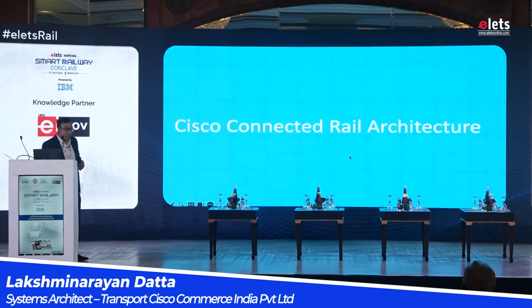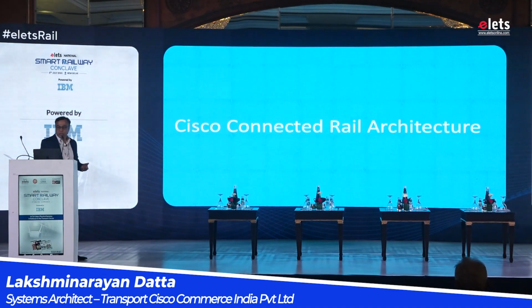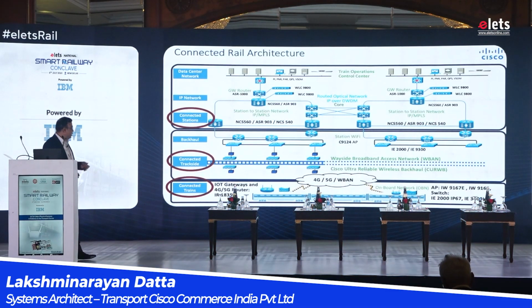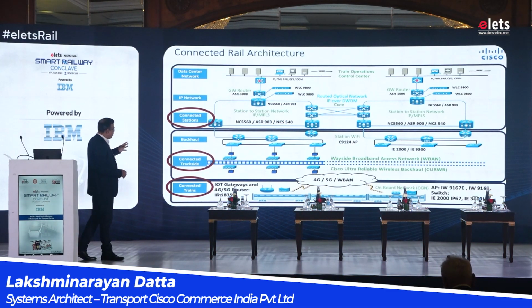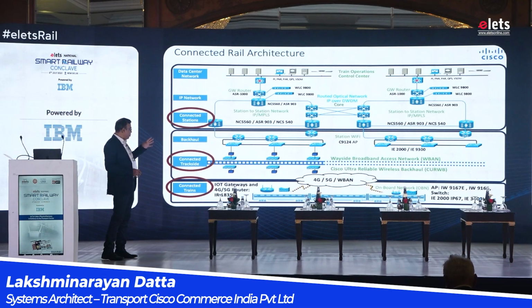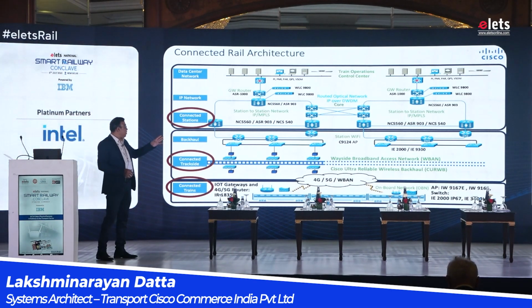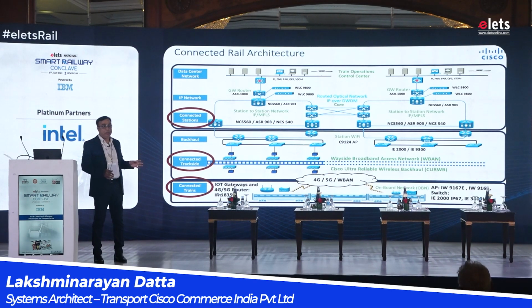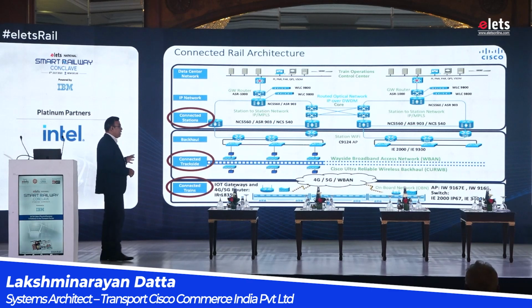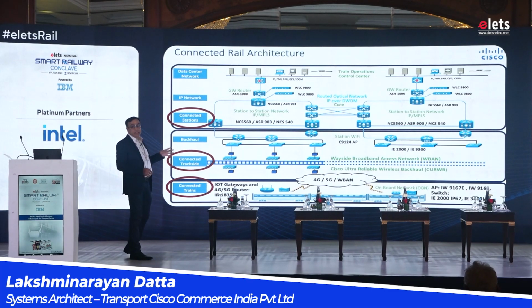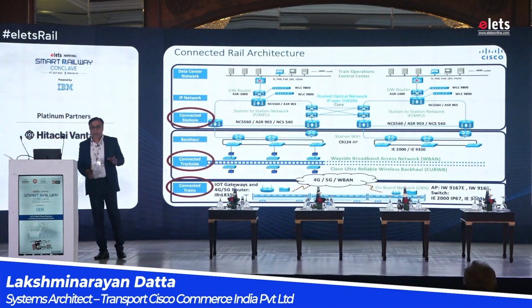So then after these use cases, this is how we think about the connected rail architecture, from the train to the track to the ground and then up to the train operational and control center. It should be connected in a manner where resiliency and security are inbuilt inside the network.